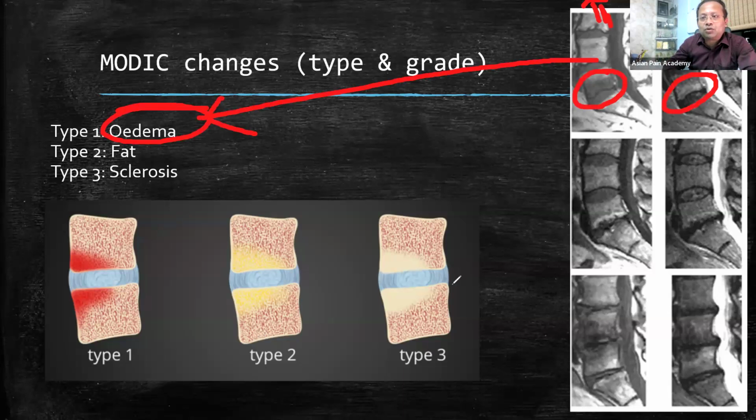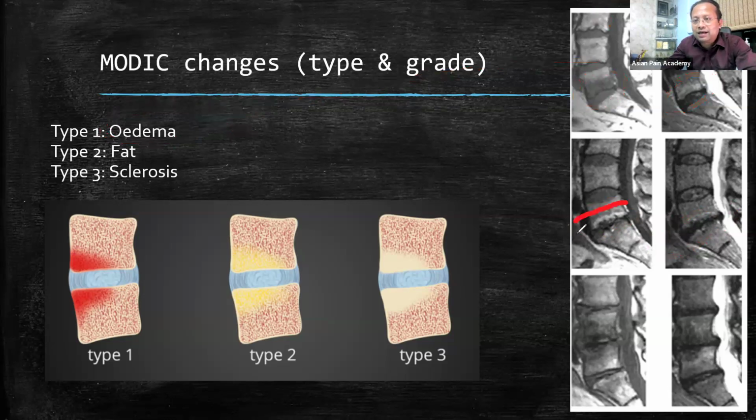But what is type 2? Type 2 means both are white. So in T1 this is white, in T2 also this is white. What is white here is actually the end plate changes. Not the disc, the end plate. Edema will be at the end plate, so see the focus at the end plate. Here it is clearly white. This is a bit unclearly white, not that much. But if both are white at the end plate, then you will say it is Modic type 2, means there is fat deposition. So it is degeneration.